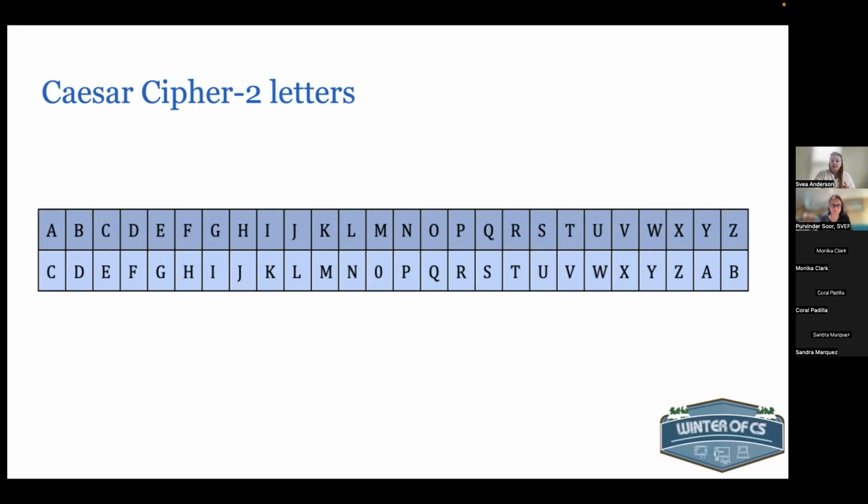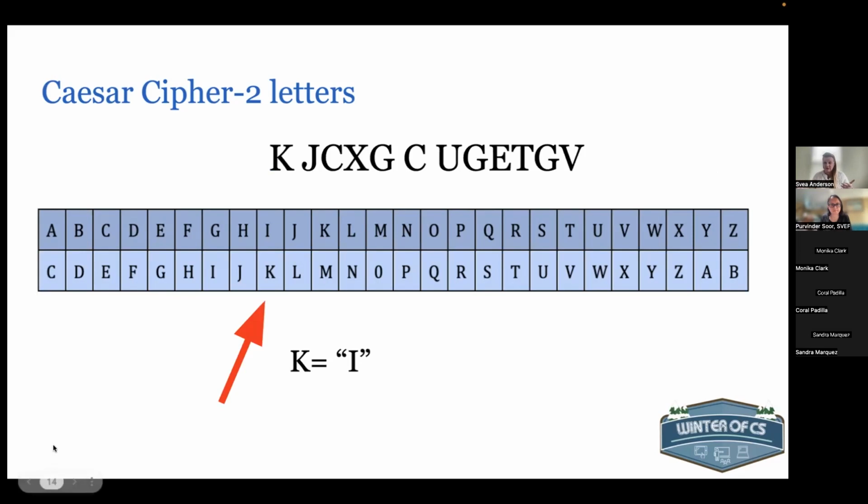But what I have done next is I'm going to ask you to solve one of my codes. So you're going to see that the bottom is how I'm going to start my code. So in my secret message, it starts with K. So I'm going to find K on my Caesar cipher. I'm going to look above it, and I'm going to see that K equals I. So I'm going to give you just a second to solve my secret code.